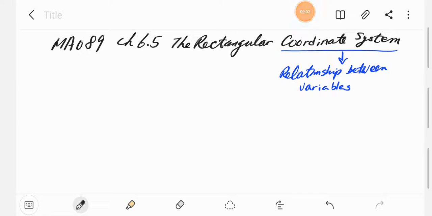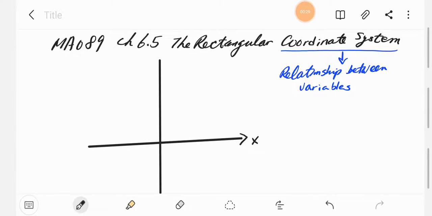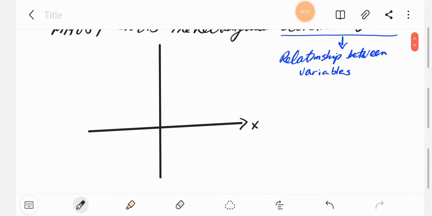Chapter 6.5, the rectangular coordinate system. Okay, the coordinate system is a relationship between variables. So let me draw number line x and number line y. Number line x, I will draw as a horizontal line. So this is the variable x, and then number line y as a vertical line. Something like this. So this is y.